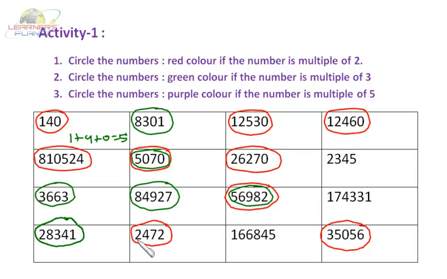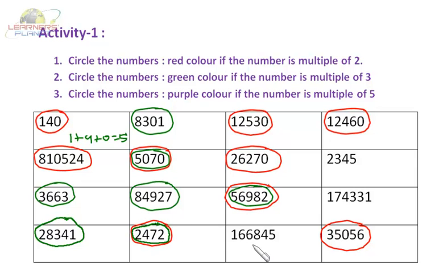2472. Let's add up all the digits. 2 plus 4, 6. 6 plus 7, 13. 13 plus 2, 15. Now 15 is a multiple of 3, isn't it? That means 2472 will also be a multiple of 3. So let's circle it in green color also.